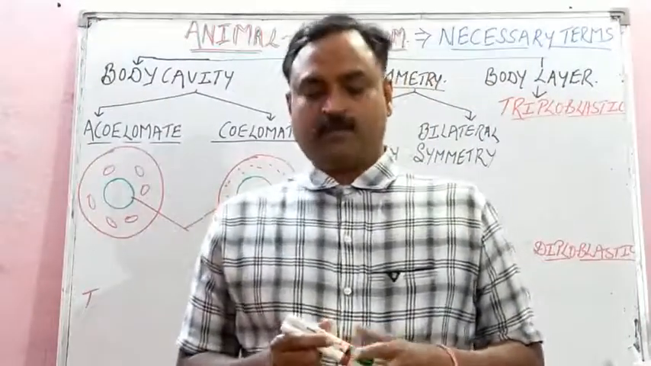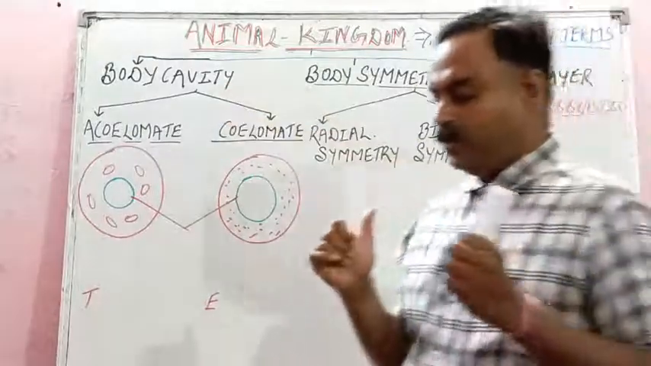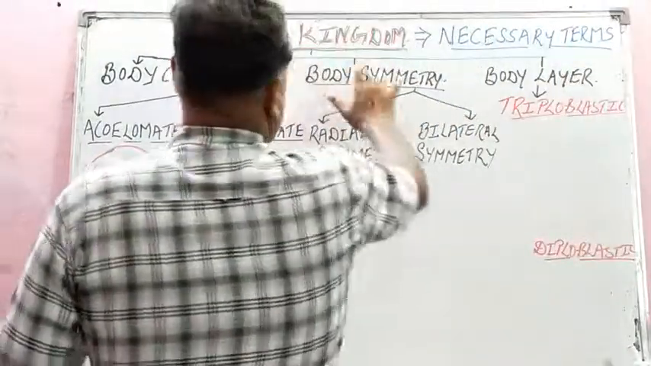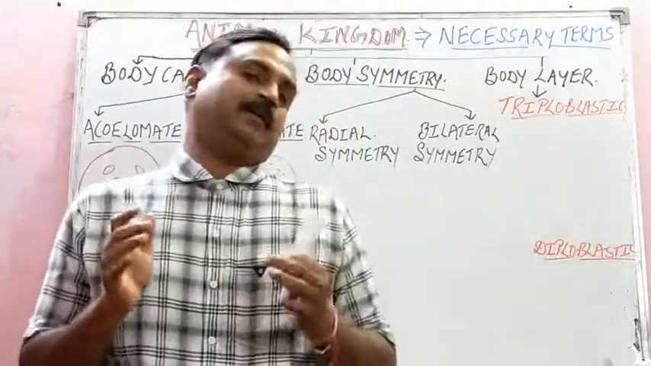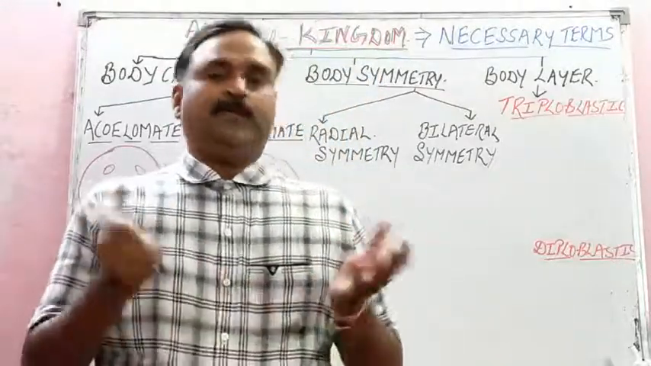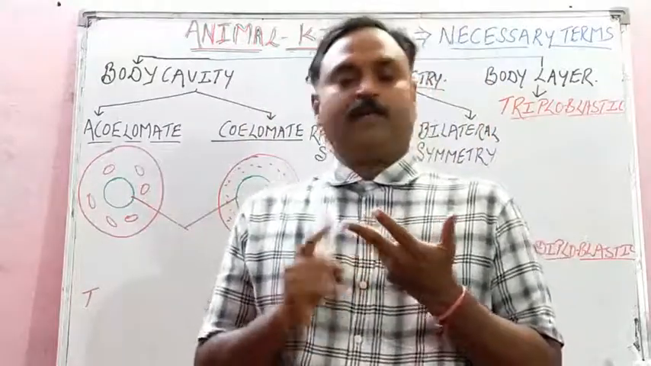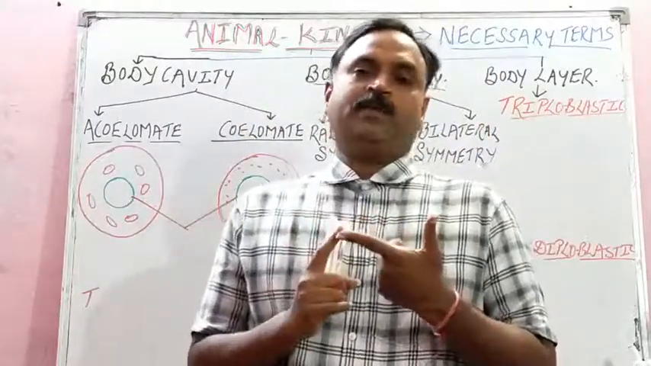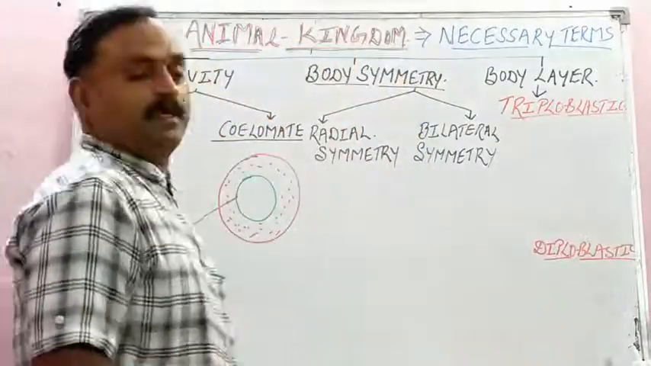Good morning students. We are starting with the next chapter now in class 11th Biology, that is your Animal Kingdom. Before this, students, we have learned Plant Kingdom, and in that we have learned algae, bryophyta, pteridophyta, gymnosperm and angiosperm, and now we are going to study animal kingdom.